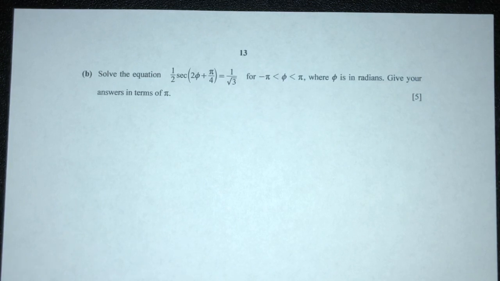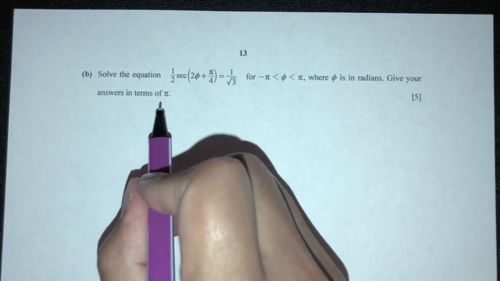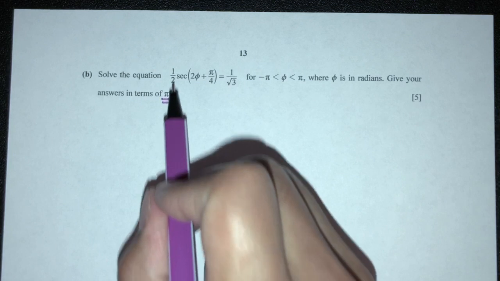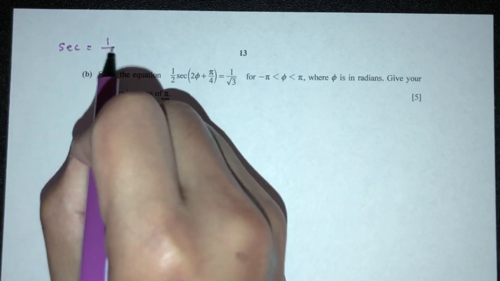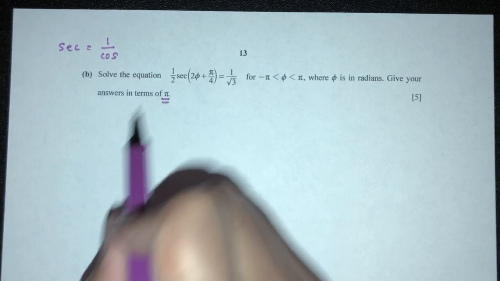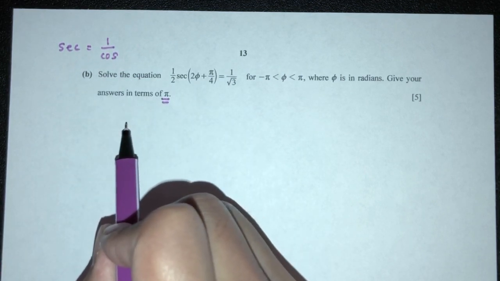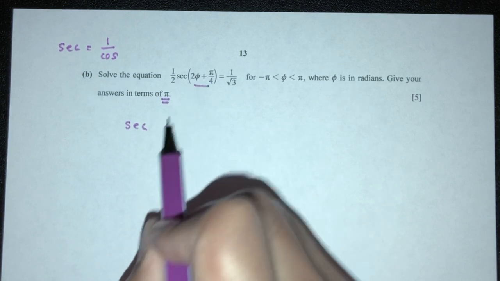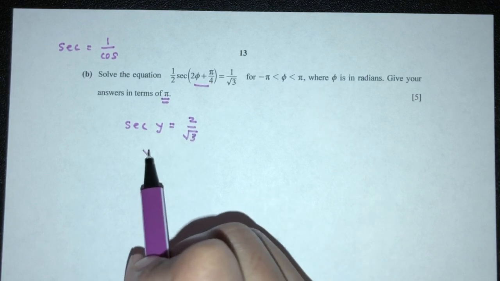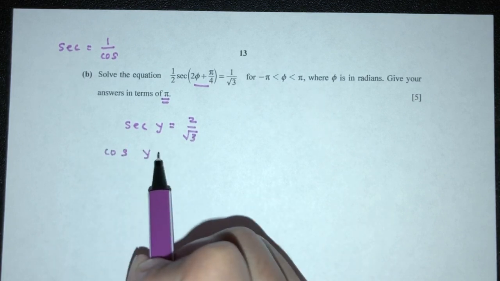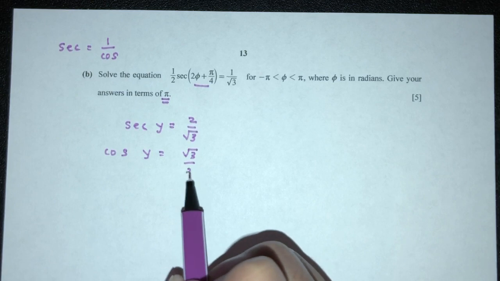So now let's move on to part B of the question. Here we have to solve this equation for the value of sigma between minus pi and pi, which is in radians. Give your answer in terms of pi. Fair enough. So step by step, we understand that sec is 1 over cos. Let's call this y for now. Y is equal to 2 over root 3. So cos of y is the same as root 3 over 2.